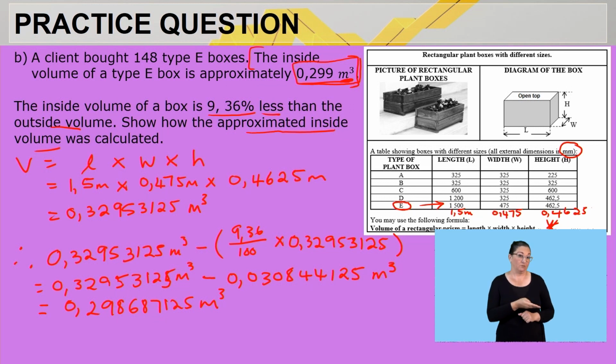Now guys, if you look at our answer here, it's clear then that when we round this off to 3 decimal places, what will that be? I look at this digit here, meaning that this is more than 5, so that 8 becomes a 9 as well. So if we round this answer off to 3 decimal places, we will indeed get the inside volume there, and we just showed by means of calculation that it is indeed approximately 0.299 cubic meters.